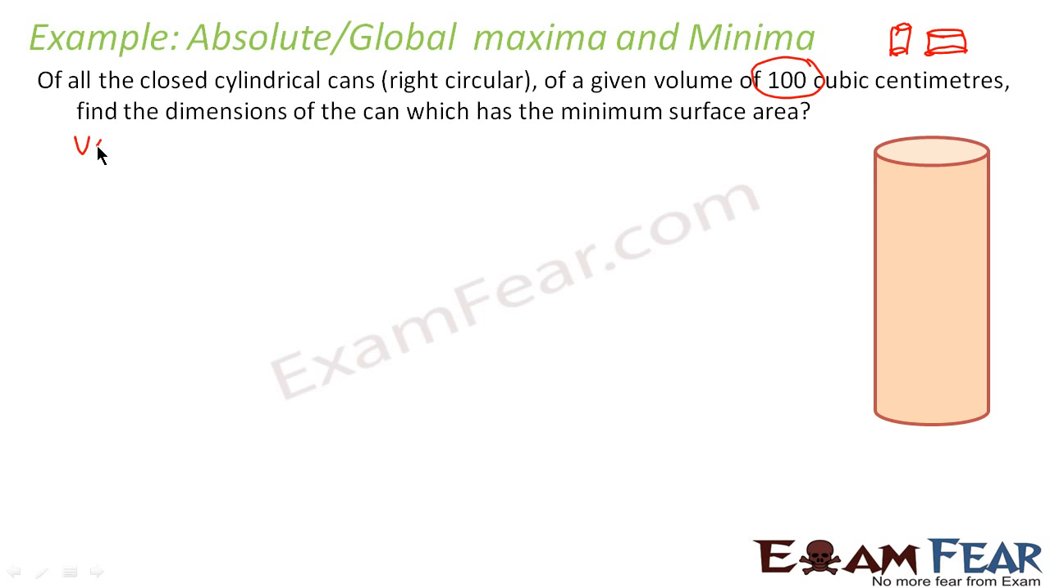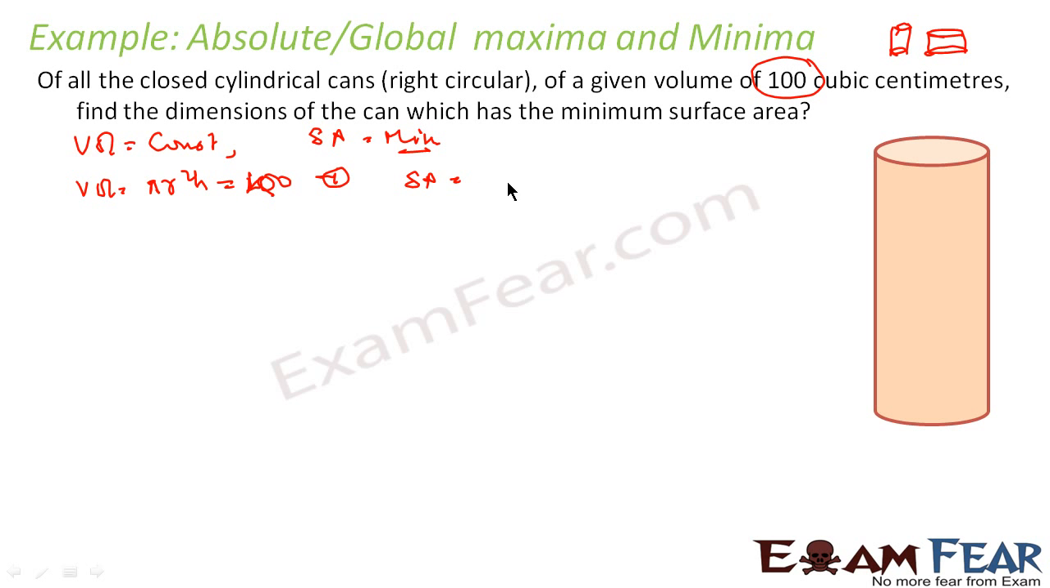I'll say volume is equal to constant, right? We have to find the dimensions such that surface area is minimum. Correct? So volume is nothing but pi r square h, and this is constant, and the value is given as 100. So that is one equation I got.